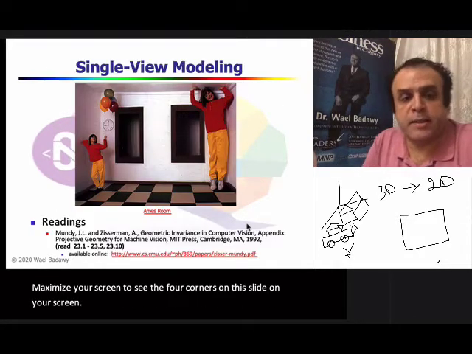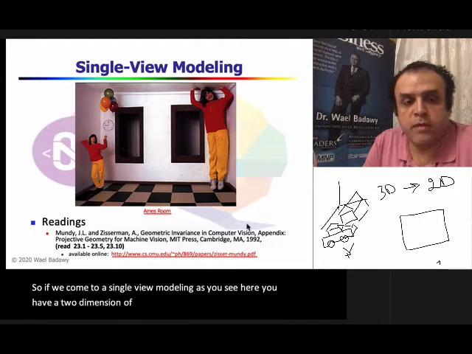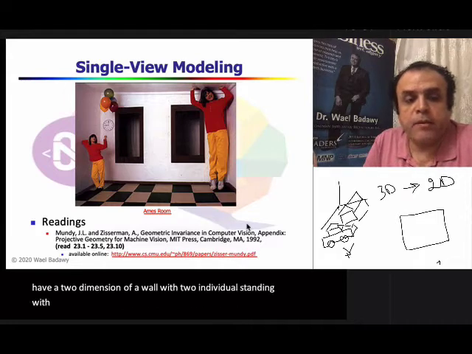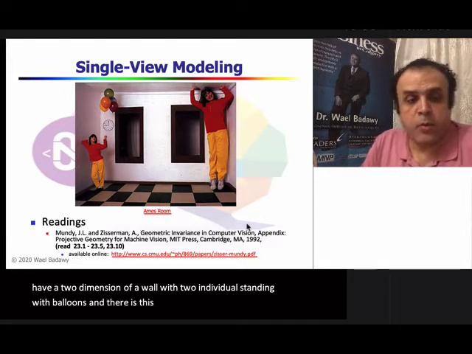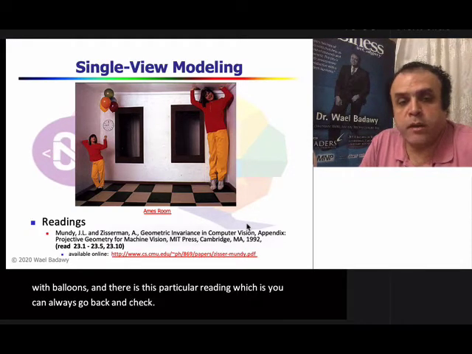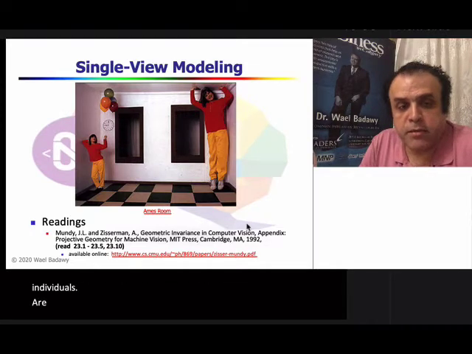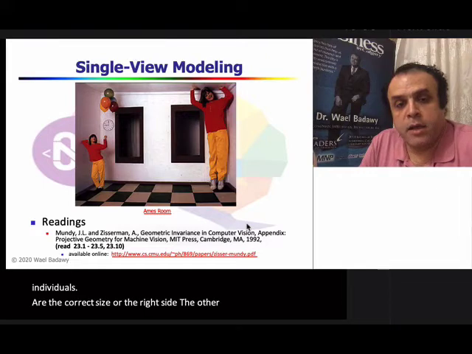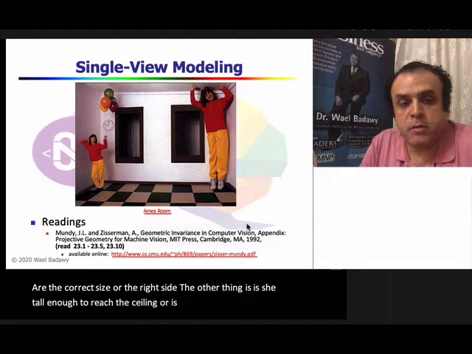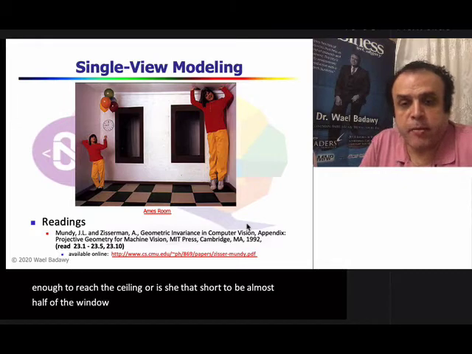So if we come to single view modeling, as you see here, you have a 2D image of a wall with two individuals standing with balloons. There is this particular reading, which you can always go back and check. This view here, the question is, which one of these two individuals is the correct or right size? The other thing is, is she tall enough to reach the ceiling, or is she that short to be almost half of the window height? And you can see the clock on the back.